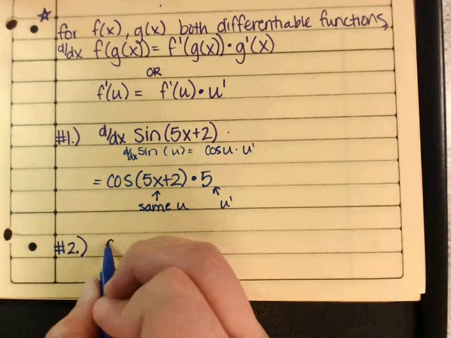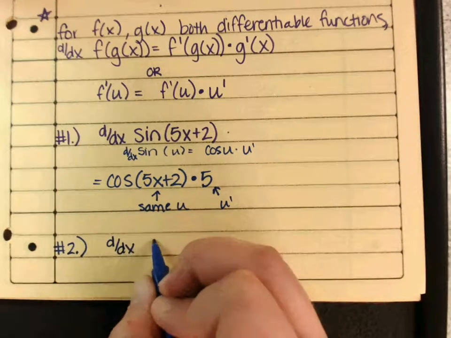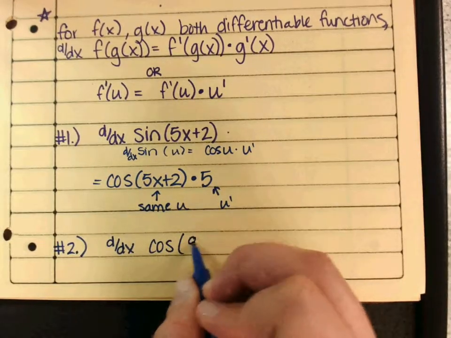Let's say that you want to take the derivative of cosine 8x.